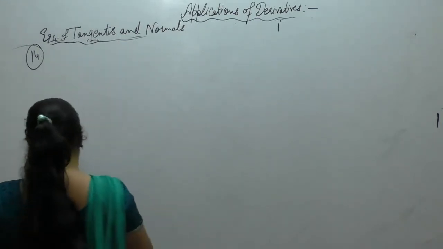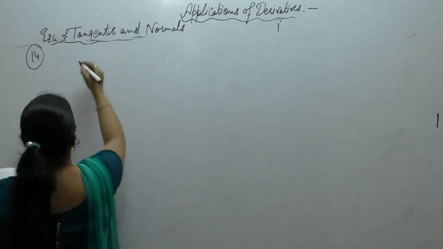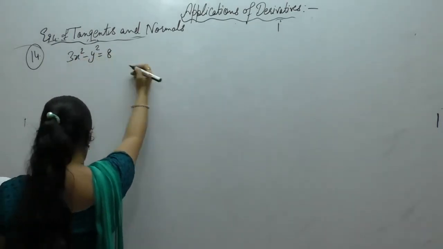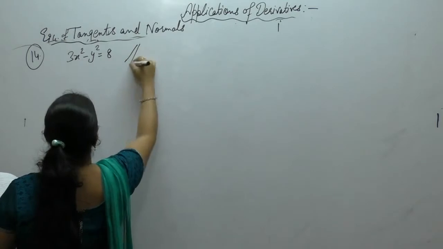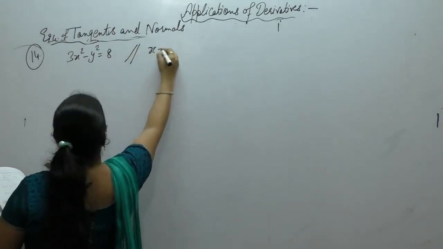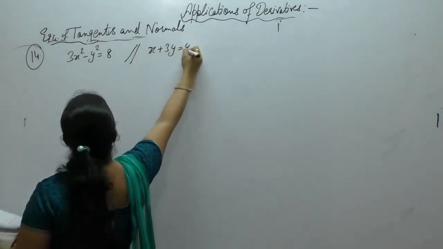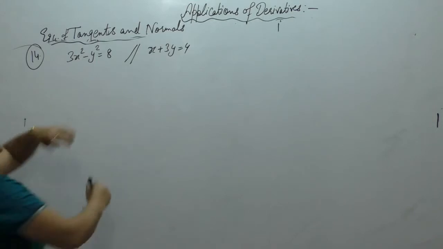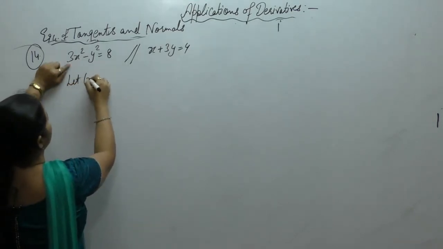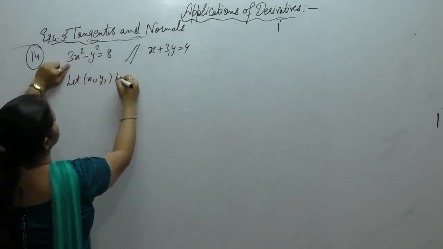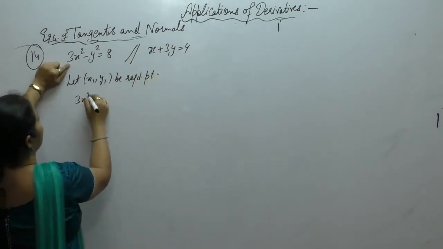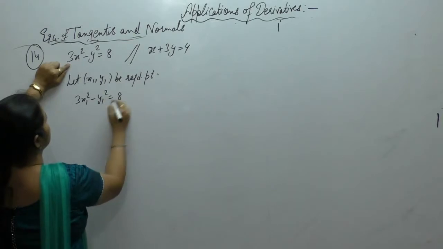Find the equation of normals to the curve 3x square minus y square is equal to 8, which is parallel to the line x plus 3y is equal to 4. First, let (x1, y1) be the required point. Then this point will lie on the given curve.